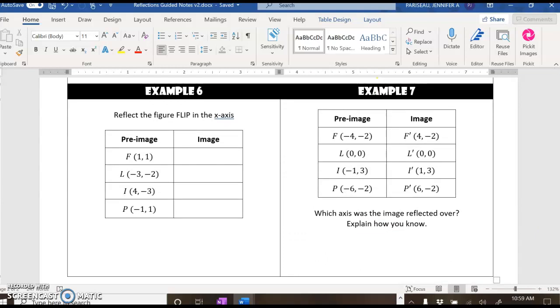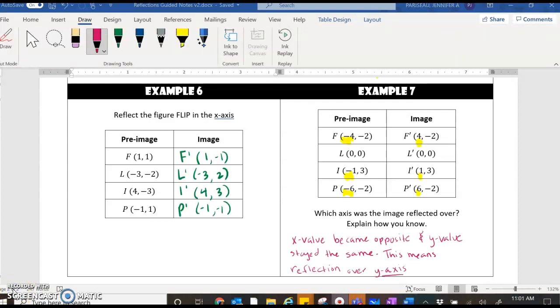And then again, let's go ahead and pause and apply what you've learned so far. So for example 6, what I would like you to do is instead of drawing the image out, can you apply the rule for what will happen when you flip the figure over the x-axis, and then based on the given information, what happened and how do you know? So go ahead and pause, and then when you're ready, come back and check your answers.